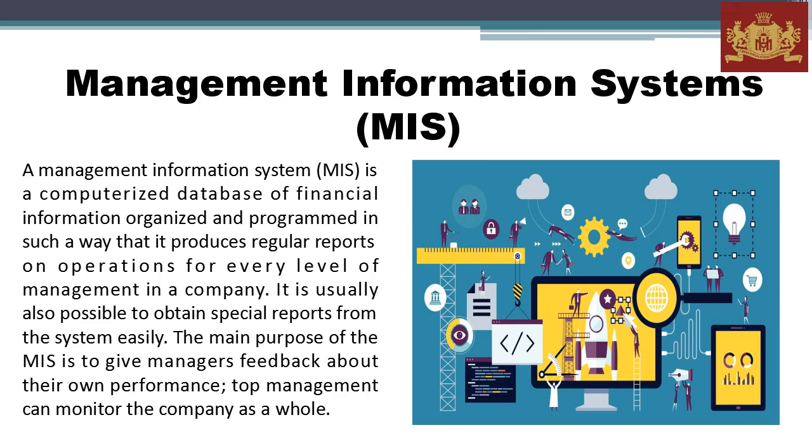A Management Information System (MIS) is a computerized database of financial information organized and programmed in such a way that it produces regular reports on operations for every level of management in a company. It is usually also possible to obtain special reports from the system easily. The main purpose of the MIS is to give managers feedback about their own performance. Top management can monitor the company as a whole.